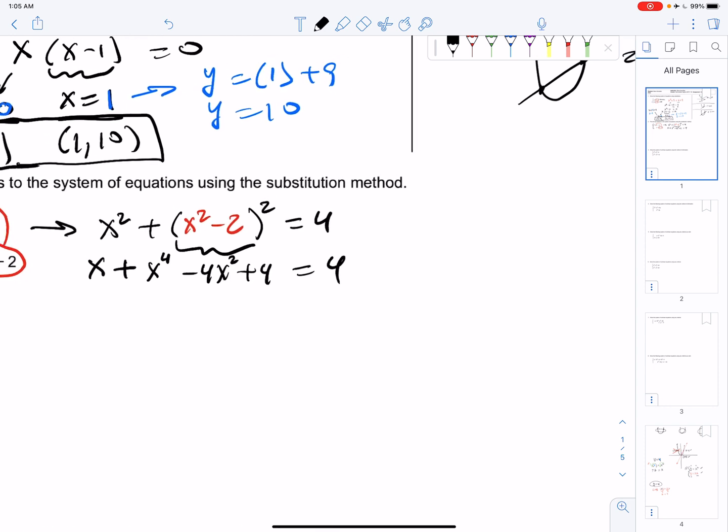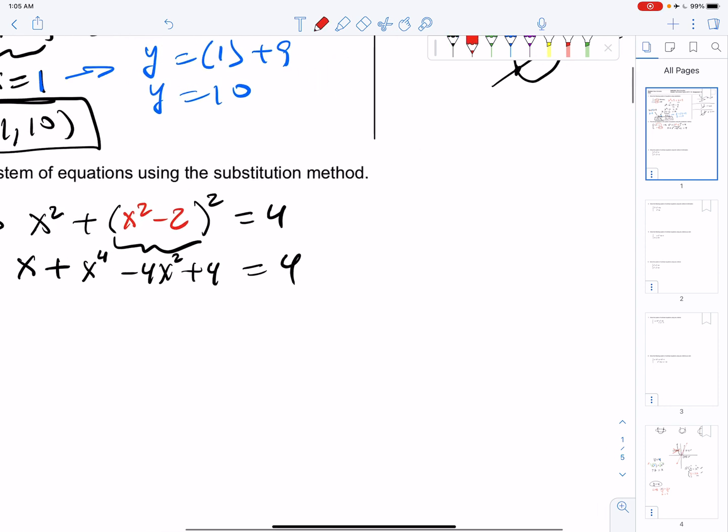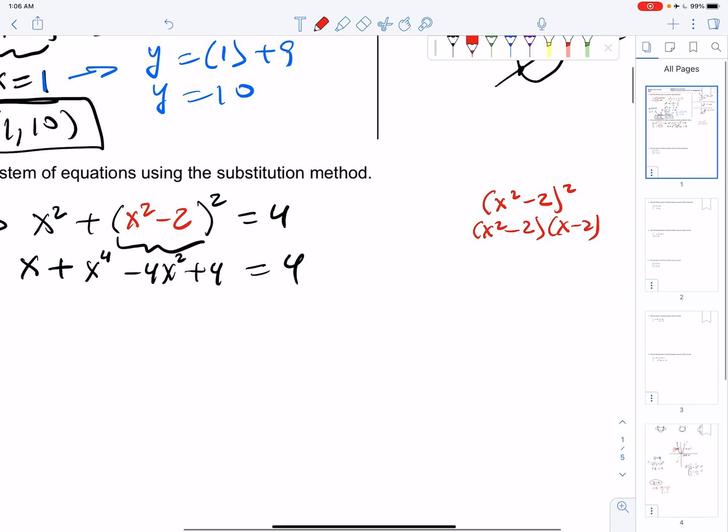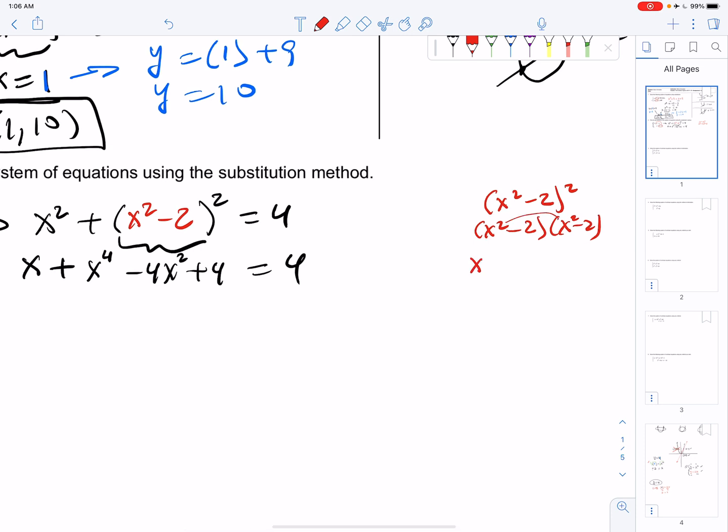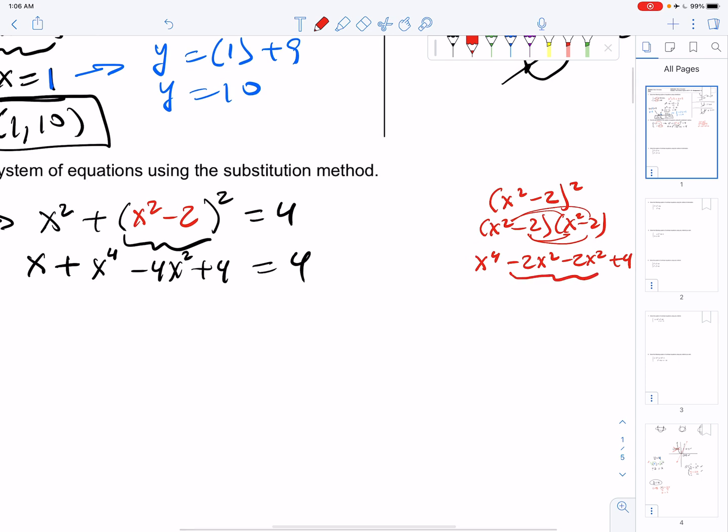Let me show my work with that one really quick, just so we're on the same page. So basically I'm taking x squared minus 2 quantity squared. That means x squared minus 2 times x squared minus 2. So when you go through the whole process of saying x squared times x squared, you end up getting x to the 4th, and x squared times negative 2 is negative 2x squared, and negative 2 times x squared is negative 2x squared, and negative 2 times negative 2 is 4. So then, when we combine like terms, we get x to the 4th minus 4x squared plus 4.